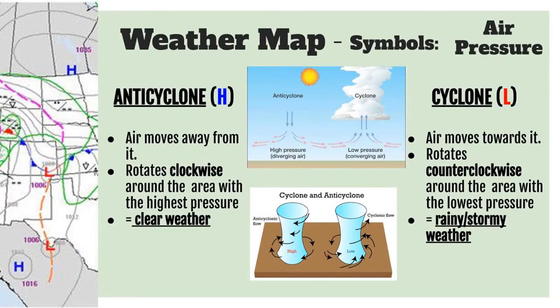Here are other symbols that are representing air pressure. There's an anticyclone, which is abbreviated with the letter H. Air moves away from anticyclones. They rotate clockwise around the area with the highest pressure. When you see this, this indicates clear weather. A cyclone, air moves towards this. It rotates counterclockwise around the area with the lowest pressure. Rainy and stormy weather is what you'd experience.